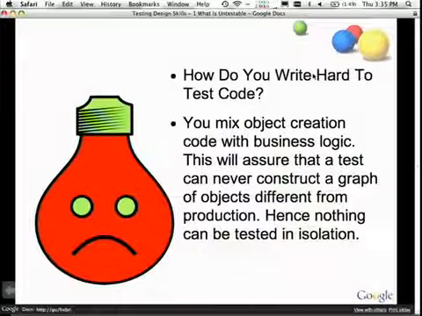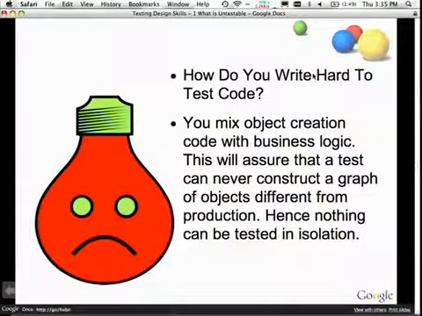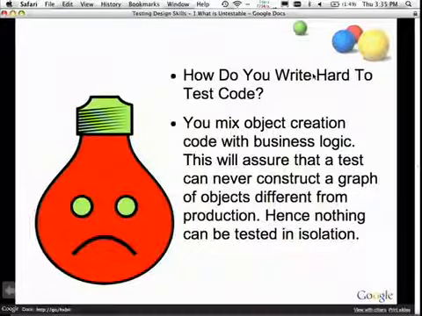The real crux of the problem is, if you want to make code hard to test, you're going to mix your object creation code with business logic. The moment you mix those two pieces together, you cannot instantiate anything in isolation. And when you cannot instantiate anything in isolation, the only thing you can possibly instantiate is these humongous chunks of application which pretty much cause you to instantiate the whole thing. And now we're back to square one, which is scenario-based testing. And we kind of already decided it's not a good idea.